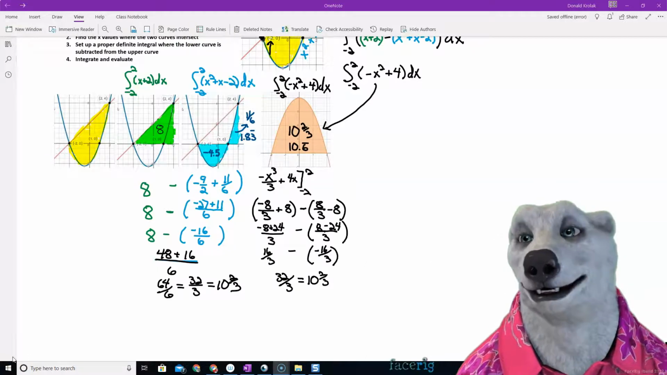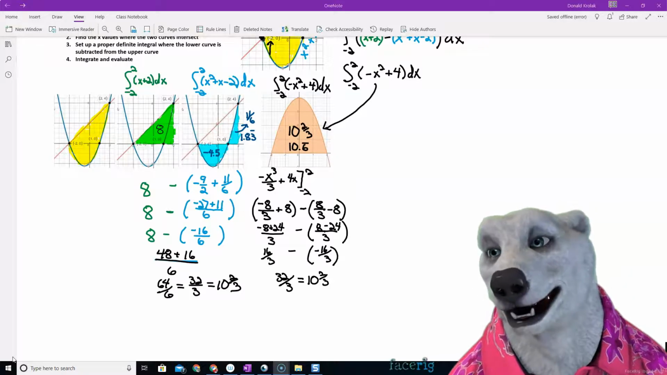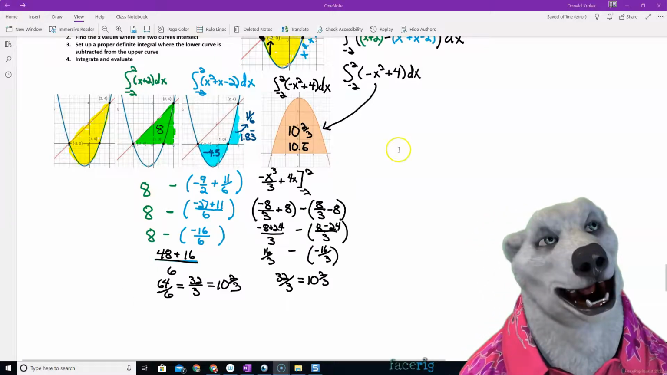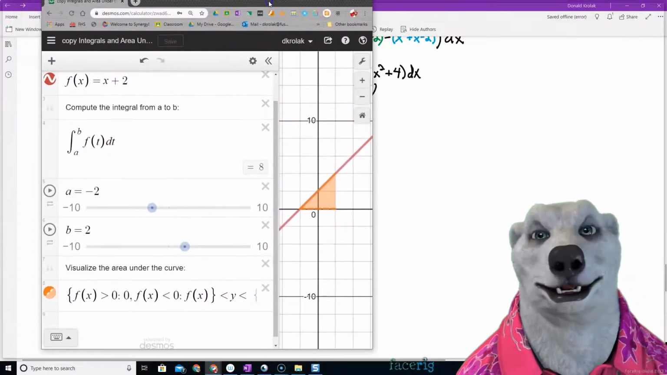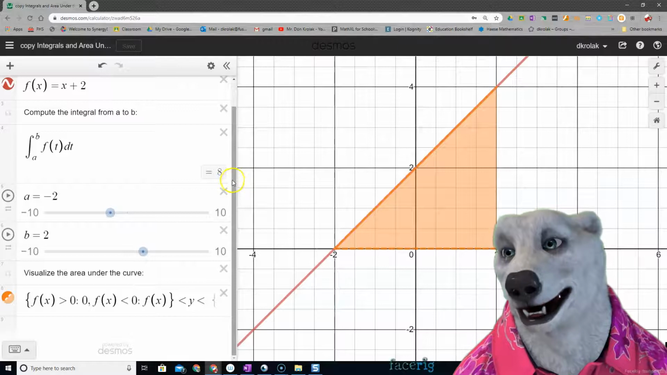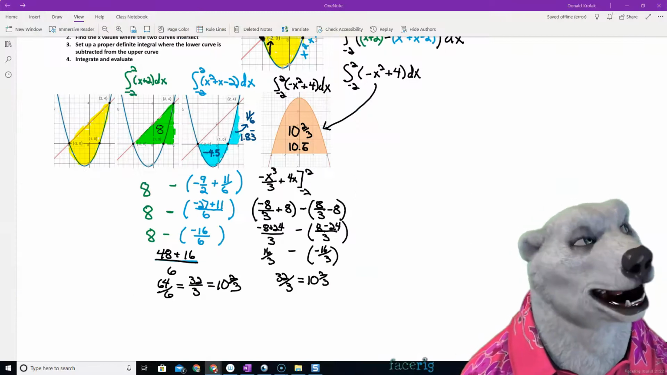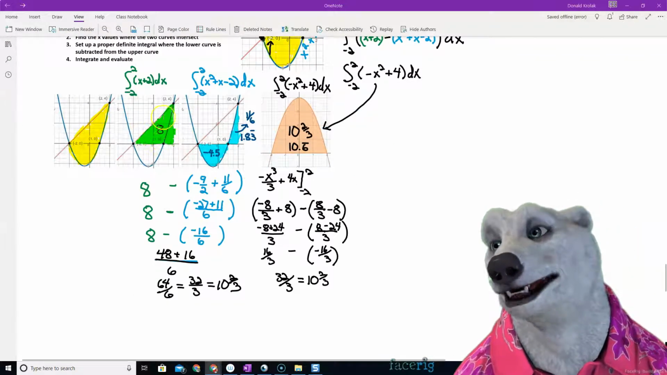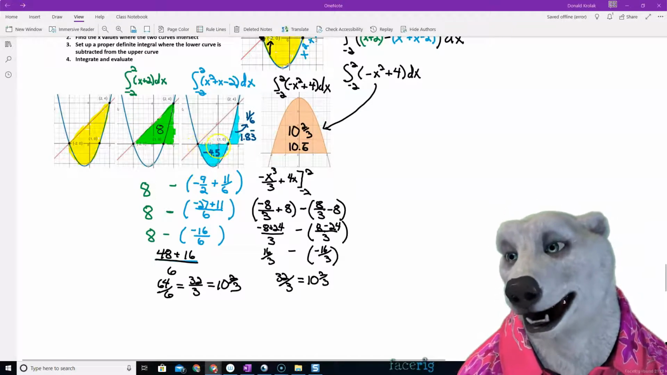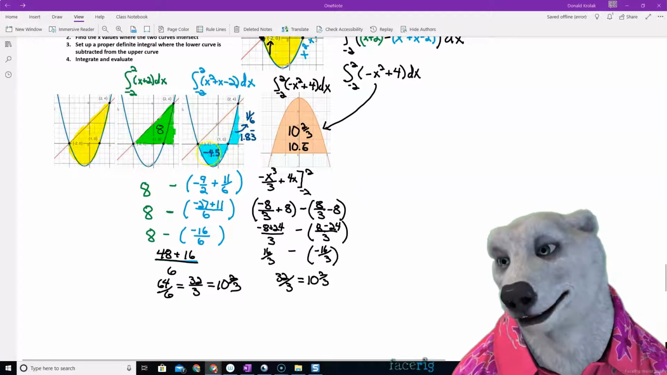To help you see it a little bit clearer, I did the integral from -2 to 2 of the upper function. That's this function in green. I just used Desmos to do that, and you can see the area under that curve is just a triangle, and that's equal to 8. So that was this section right here. Now, the area bounded by the x-axis and the parabola are these two little pieces right here.